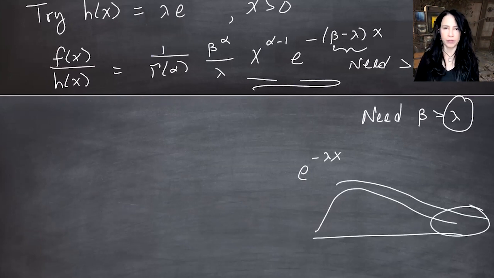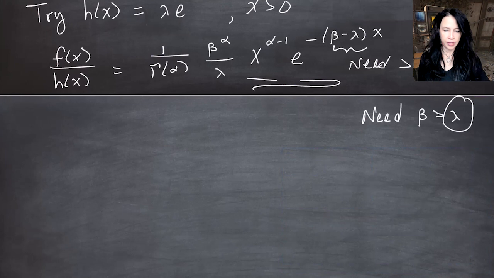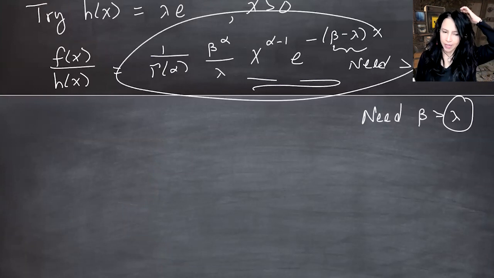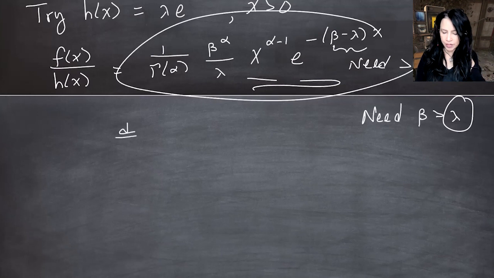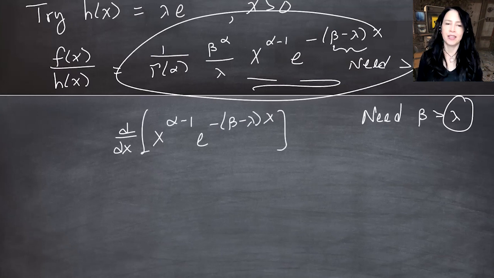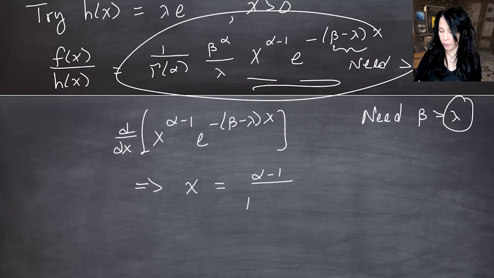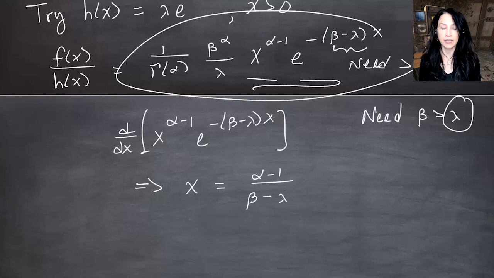Otherwise, you'll get that unbounded problem. Okay, I think I will spare you the details. I wanted to maximize this. I wanted to find a C. So I actually maximized it. I did that by taking the derivative with respect to x of x^(alpha minus 1) e^(minus (beta minus lambda) x). I did a product rule and set it equal to 0. And I got that the x that makes that 0 is (alpha minus 1) over (beta minus lambda). So that's where we maximize the thing that I've circled.